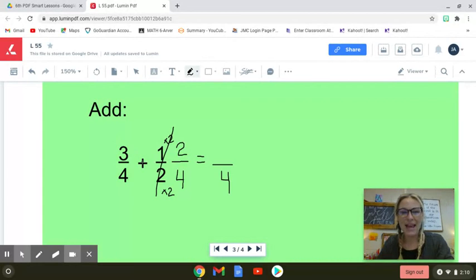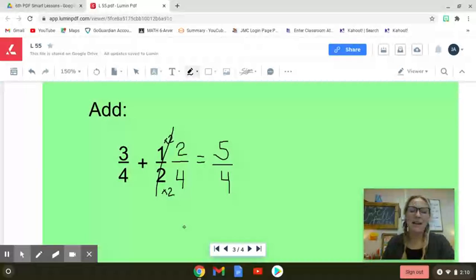And now we just add our numerators. We have 3 plus 2. 3 plus 2 is 5. And we come up with an answer, or a sum, of 5/4. Now, good mathematicians always stop and ask themselves, am I done? Is this answer reasonable? The answer is yes to both of those.